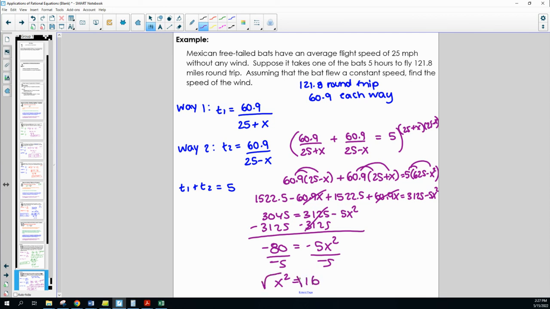And now I'm going to take the square root. So just like before, we get two answers, plus or minus 4, because the square root of 16 is 4. We know that x cannot be 25 or negative 25 based off of our LCD. Because this is the speed of the wind, we can't have a negative. So then our answer would be x equals positive 4. And then this is in miles per hour.